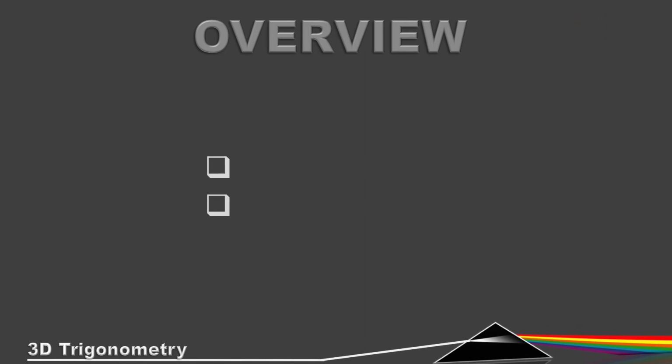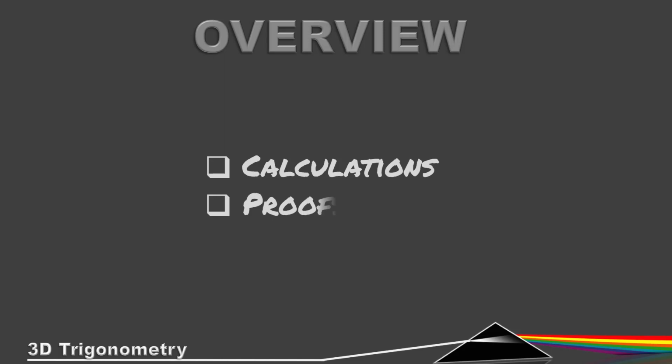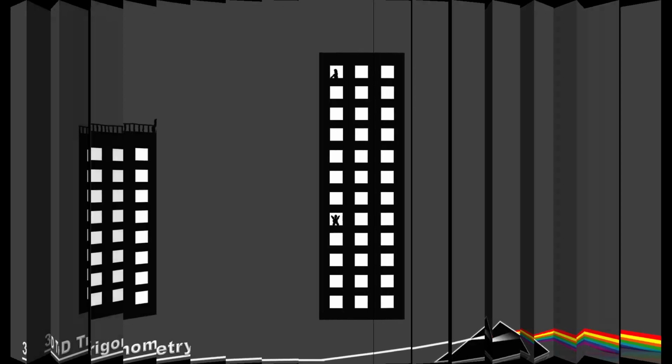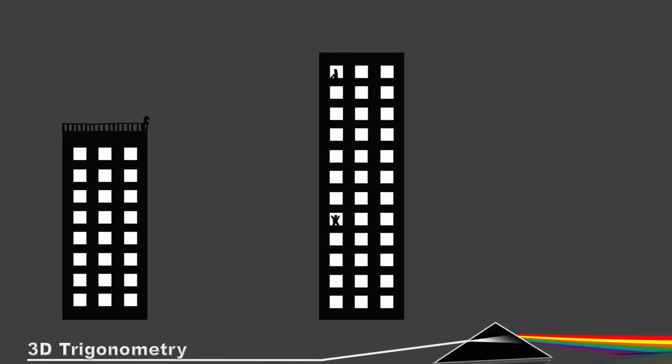Okay, so we are going to look at two sections. We've got calculations, and then we're going to look at proofs. Now, in the 2D trigonometry video, we looked at this, so I'm just going to briefly remind you, because this is especially applicable in 3D trigonometry as well. That's basically where we have this person at point A, perhaps.